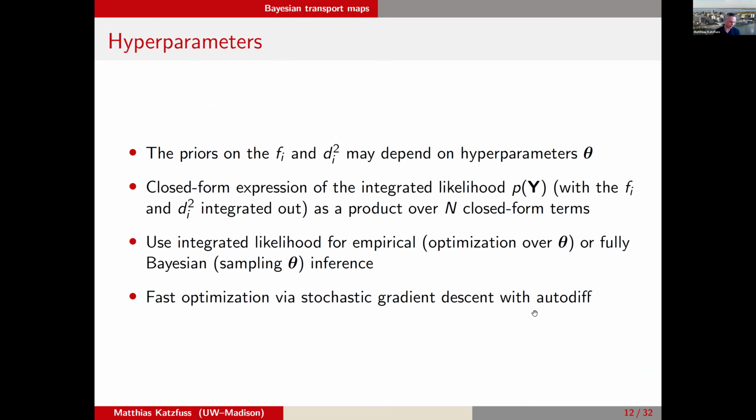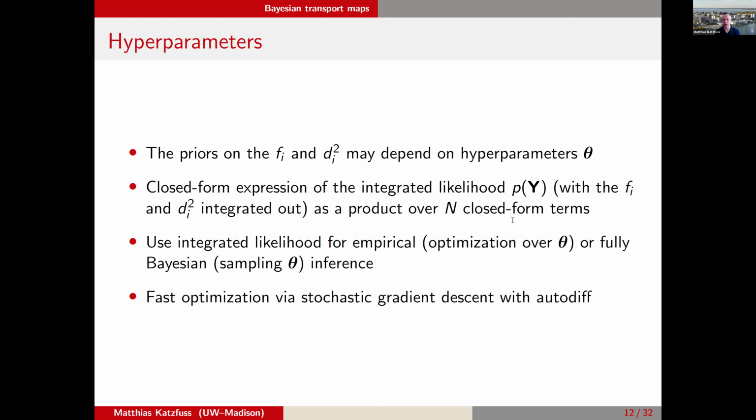Now, we have these Gaussian process inverse gamma priors on the Fi and Di. Those priors can, of course, also depend on parameters, these hyperparameters theta here. So there's a question of what we do with this potentially unknown theta. But the nice thing is that, due to the conjugacy of these priors, we can get a closed form expression of the integrated likelihood P of y, where the Fi and the Di square are integrated out, as a product over capital N closed form terms.